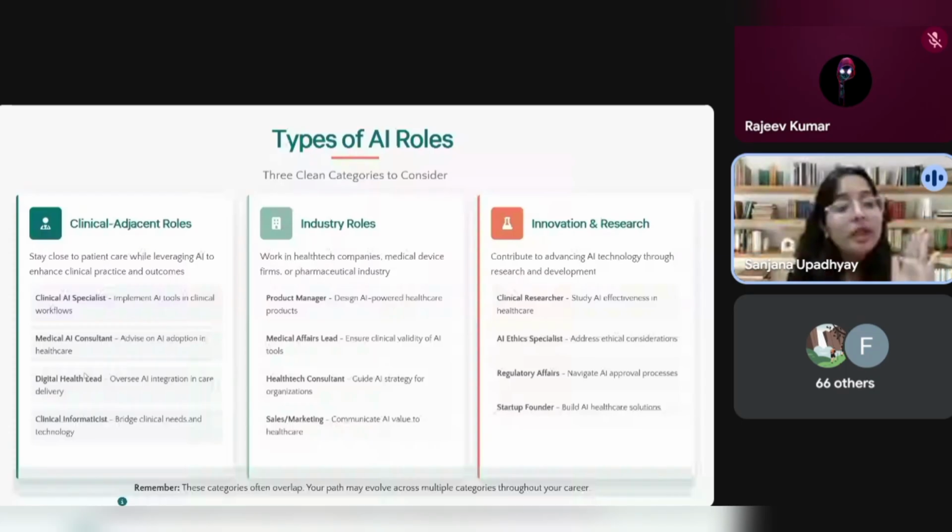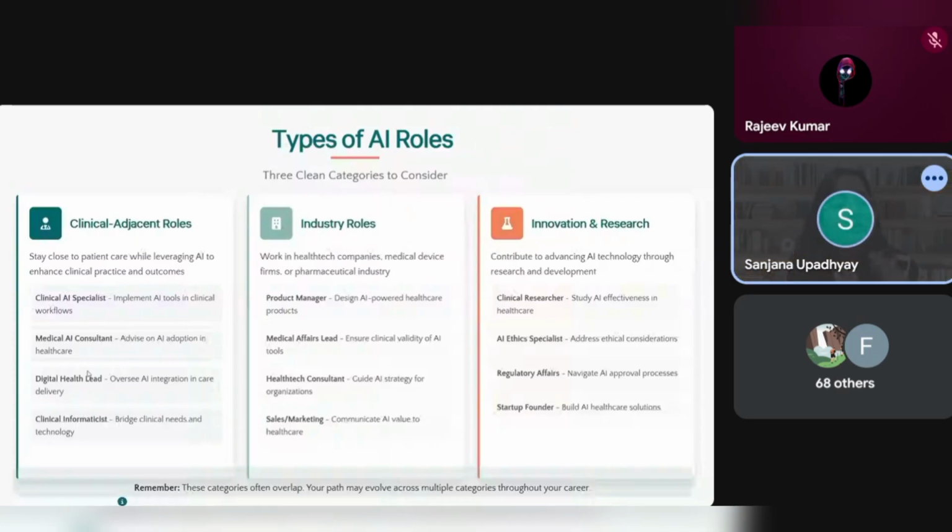So, clinical adjacent roles. Let's say you are a doctor or a healthcare professional who doesn't want to leave your career at clinics, but you want to have AI beside you to guide you or help you with your clinical work. The very first section is for them. A clinical AI specialist will implement AI tools in clinical workflow. For example, if you want easier patient reporting, easier appointment booking, or to easily know what kind of patients came today and what type of treatments you did, and you want such dashboards, then that can be integrated into your clinics.